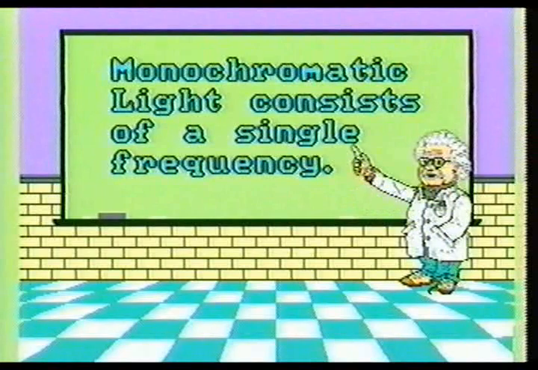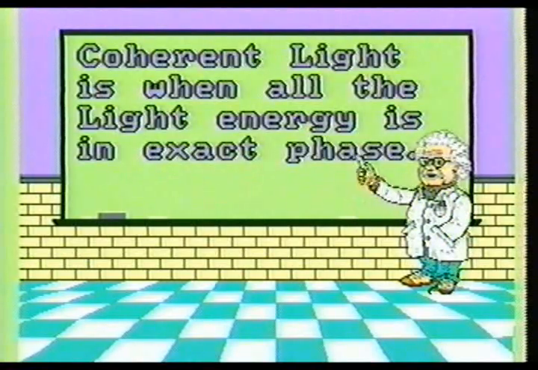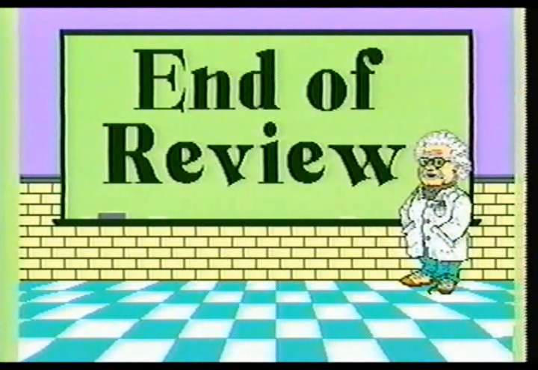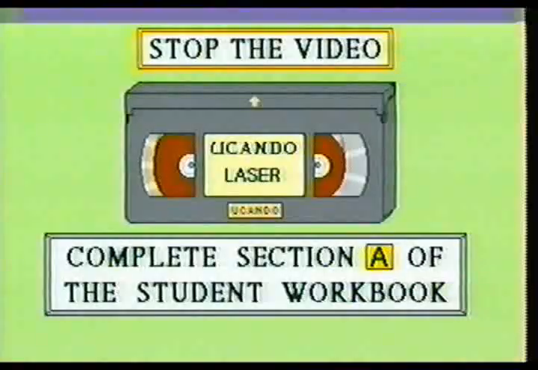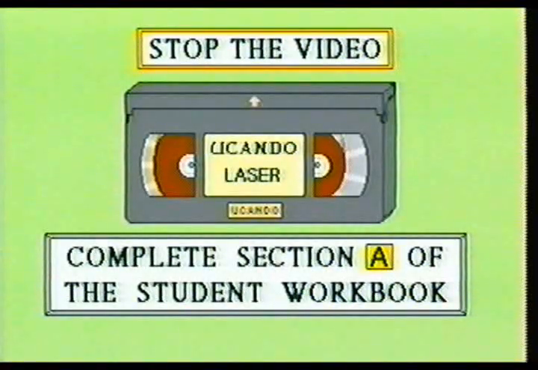A monochromatic light is a light which consists of a single frequency. A coherent light is a light which is a single frequency and all the light energy is in phase with itself. This concludes review number 1. At this time, you should stop the video and complete section A in your student workbook.